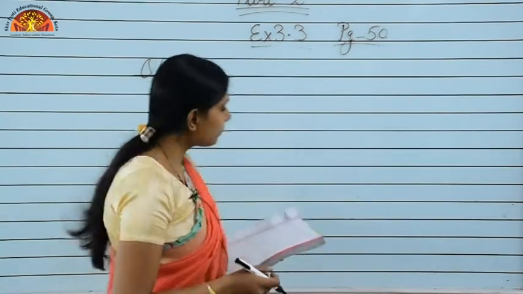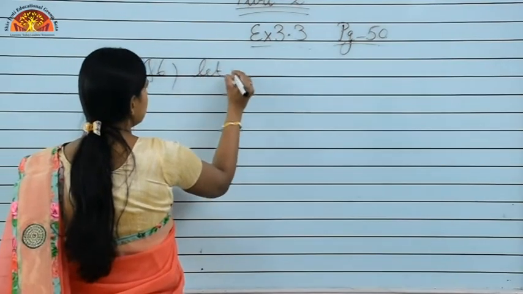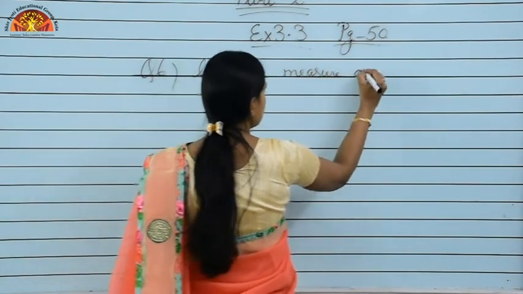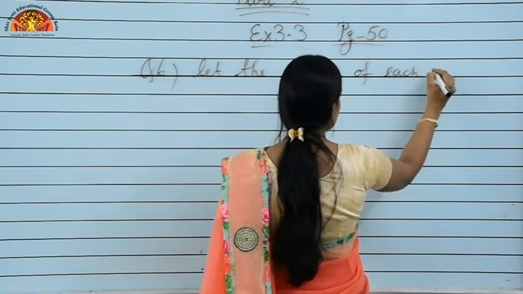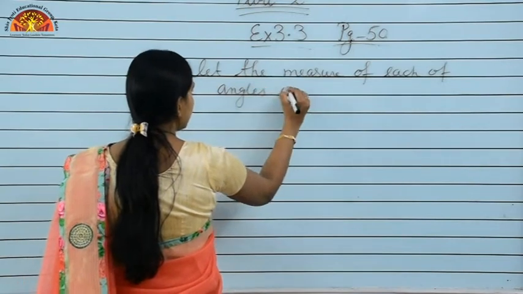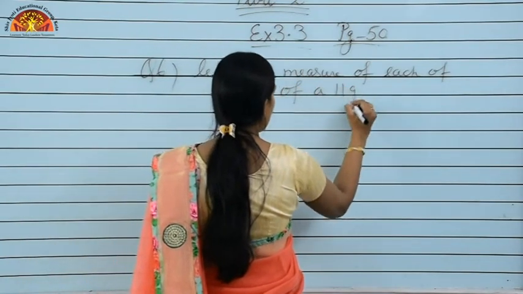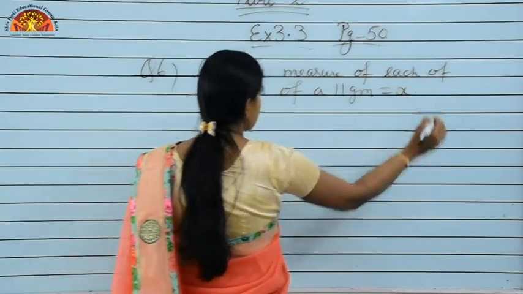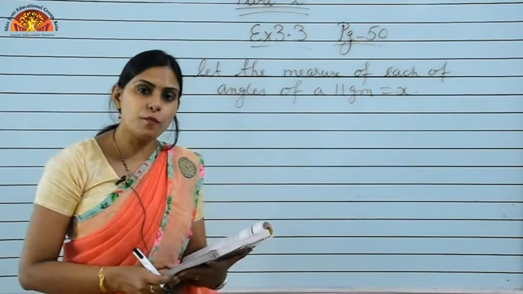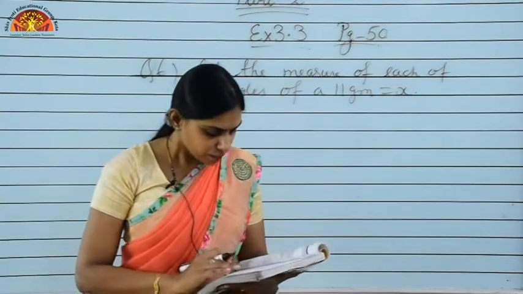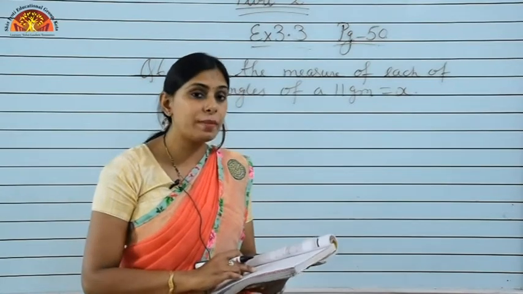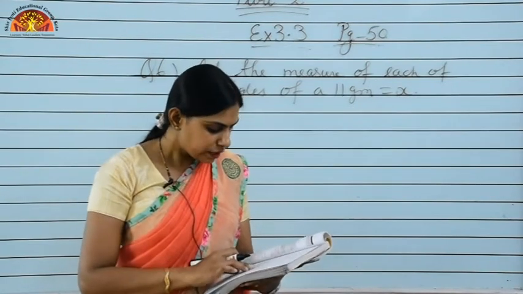So we can write here, let the measure of each of the angles of a parallelogram equal x. What we have written is that, let the measure of each of the angles of a parallelogram be equal to x. Now, two adjacent angles of a parallelogram have equal measure. Two adjacent angles are of equal measure.